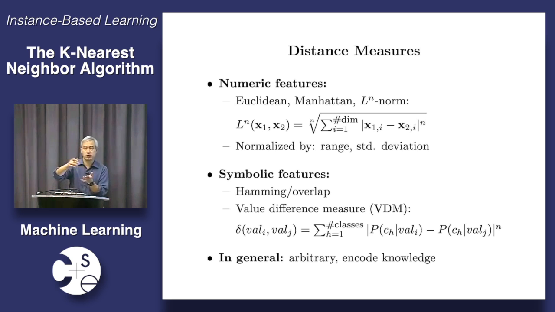And this applies to features with multiple values, right? If both of these things are red, then the distance is 0. If one is red and the other one is another color, well, then the distance is 1. Okay. Now, for a long time, this is all that people used with nearest neighbor.